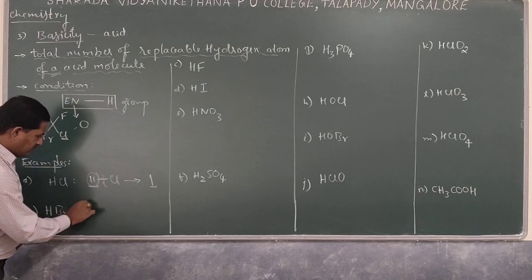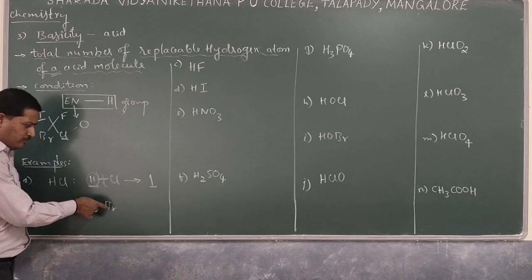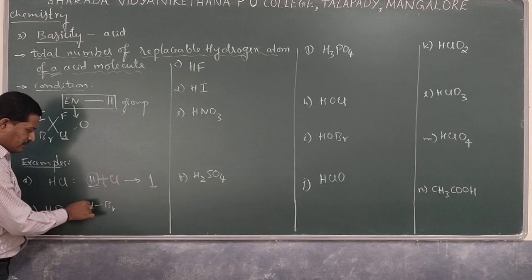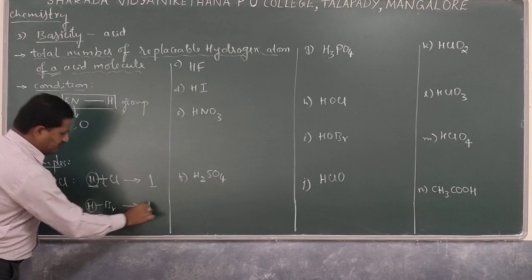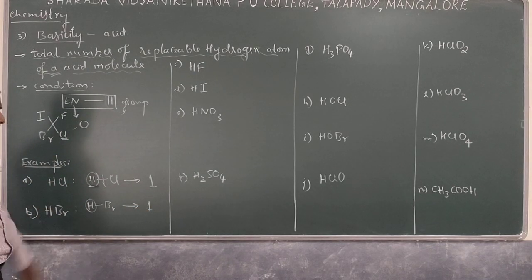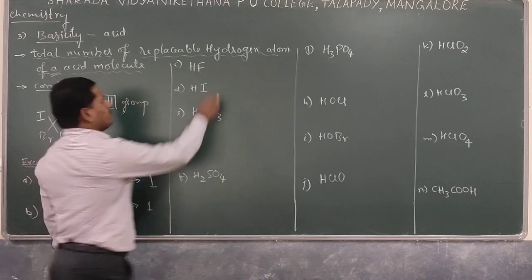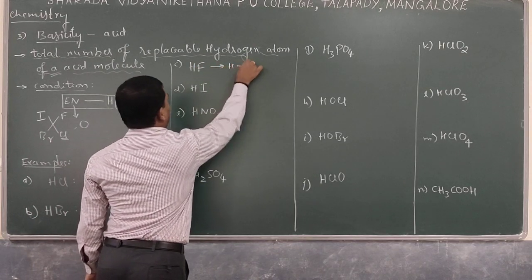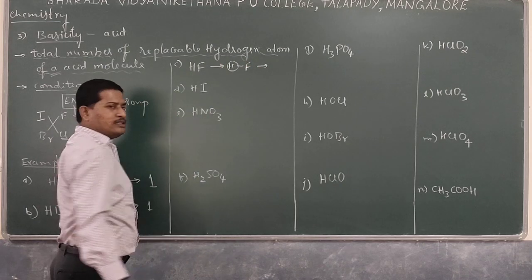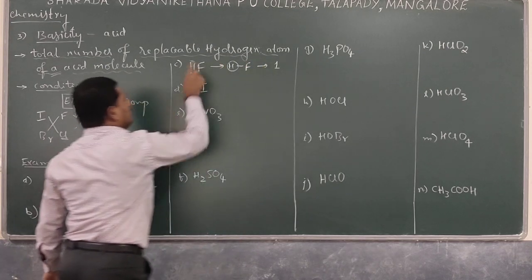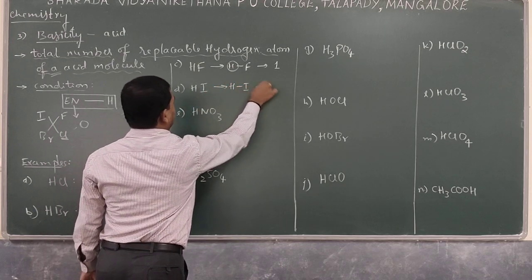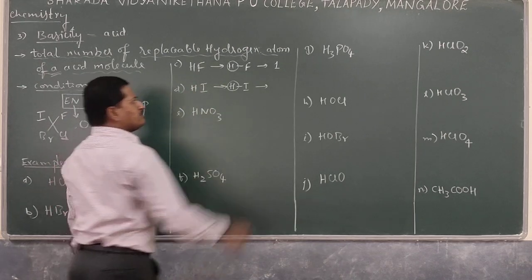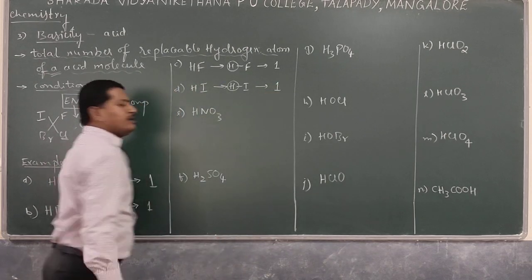Similarly, HBr: if you write the structure, H is bonded to bromine, and bromine is also a more electronegative element. So there is one hydrogen bonded to a more electronegative element, so the number of replaceable hydrogen atoms present is only 1. So the basicity of the HBr molecule is again 1. So HCl, HBr, basicity 1, 1. Next, coming to HF, there also H and F, between them there is a bond, and the number of replaceable hydrogen here also is found to be 1. So it has basicity 1. Then HI, the same situation: H bonded to iodine, there also only 1 replaceable hydrogen is present, and the basicity is found to be again 1.